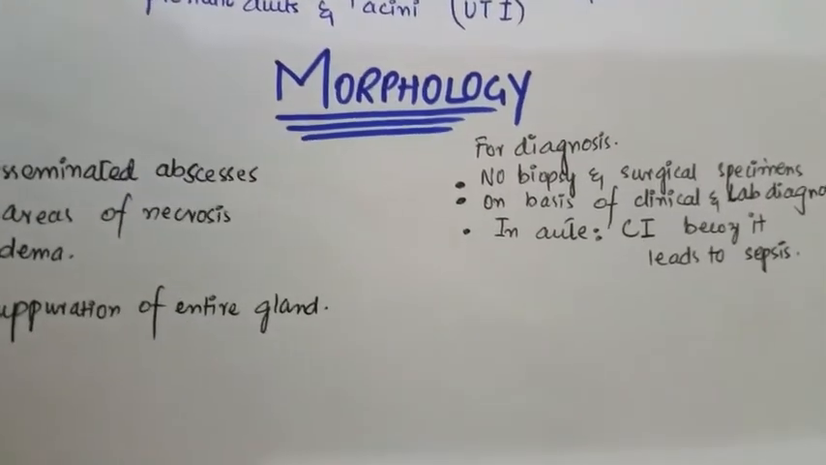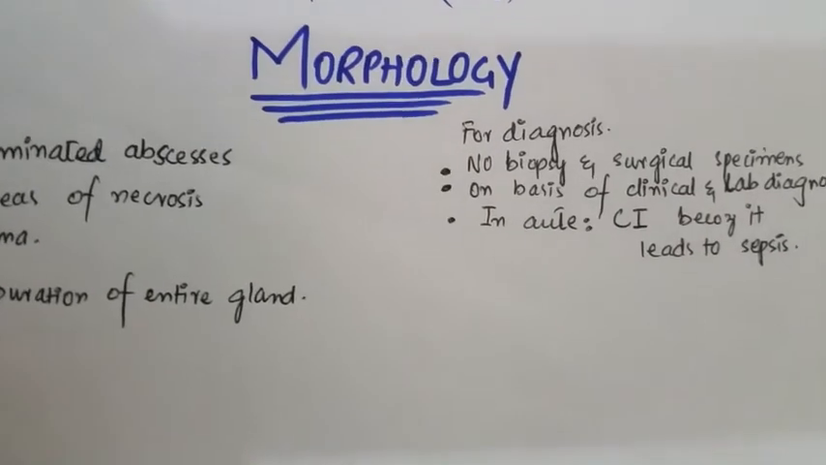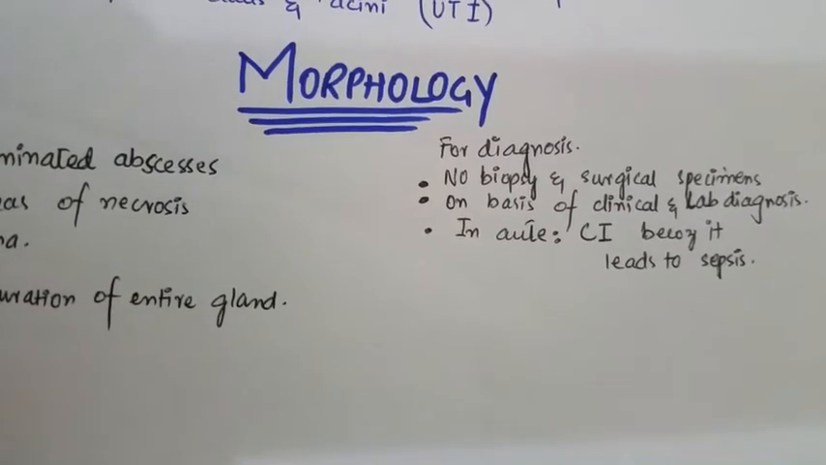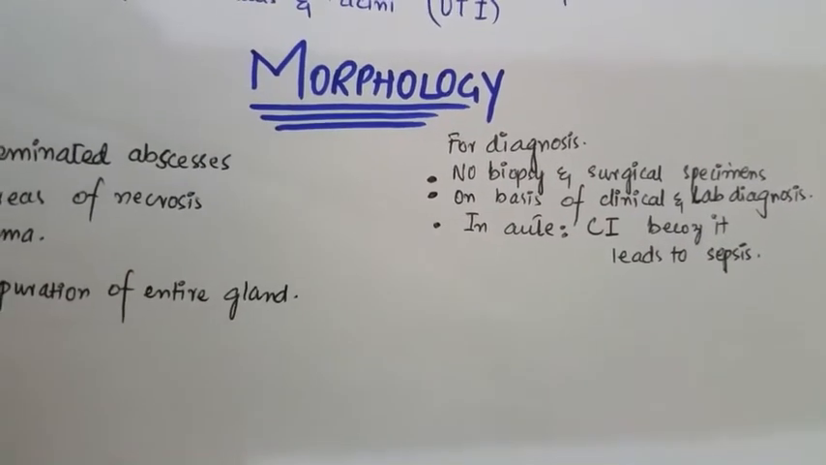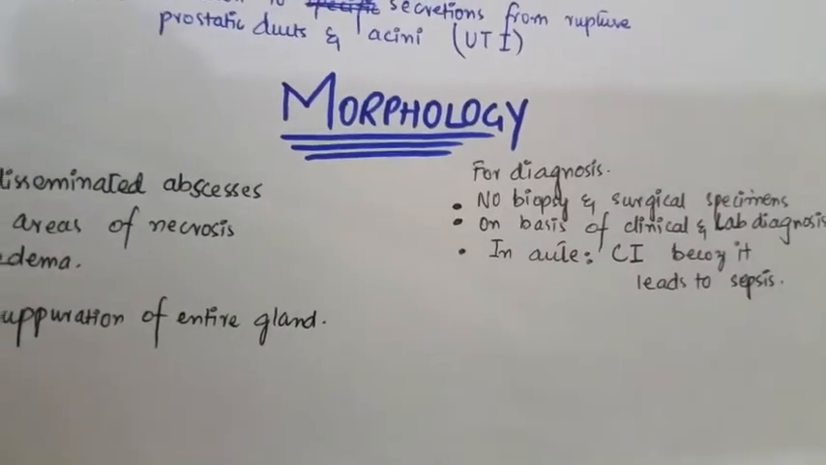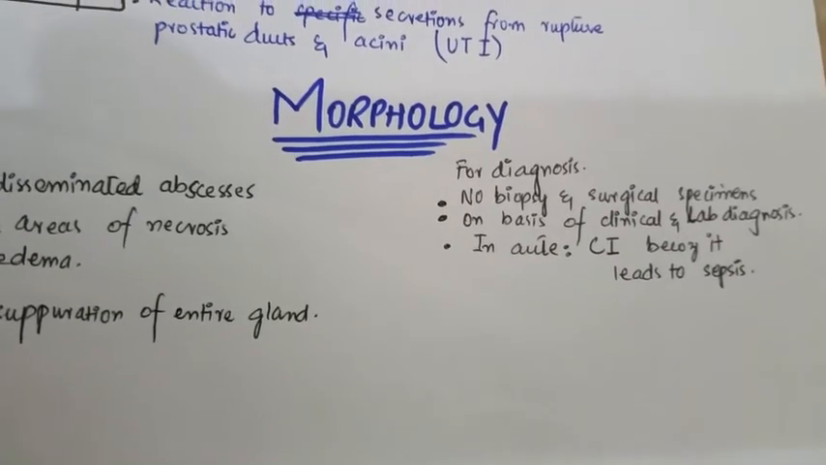And what is the laboratory diagnosis? Simply the bacterial culture. In acute cases, biopsy is contraindicated. Why is it contraindicated? Because abscesses are already formed in the prostate. If we do the biopsy, it will lead to sepsis.